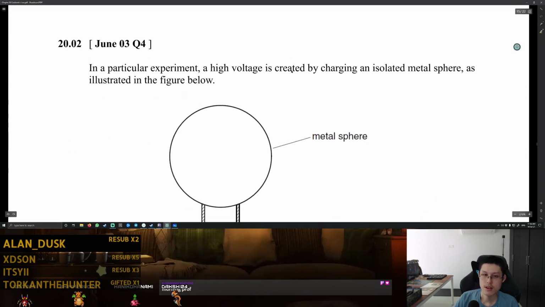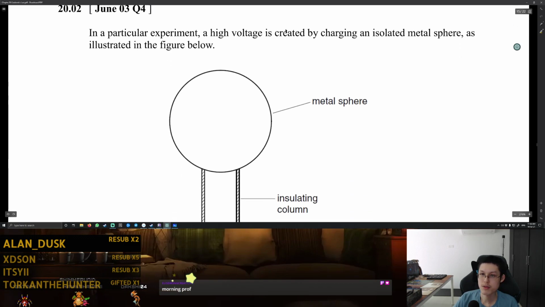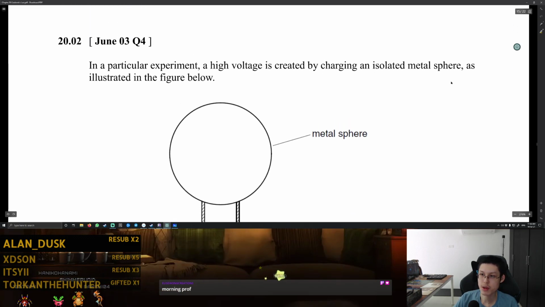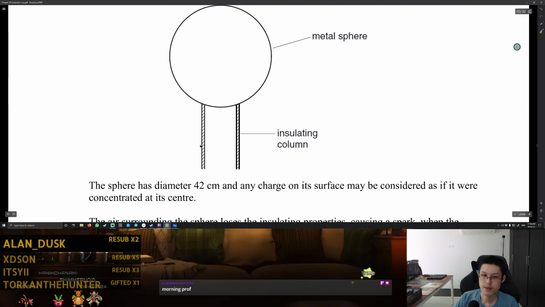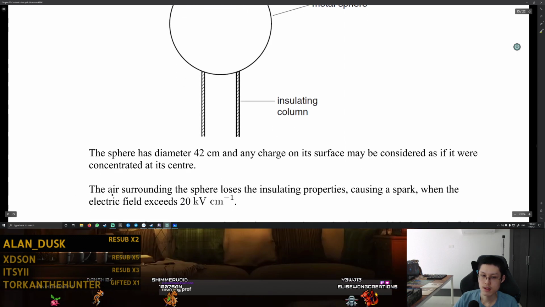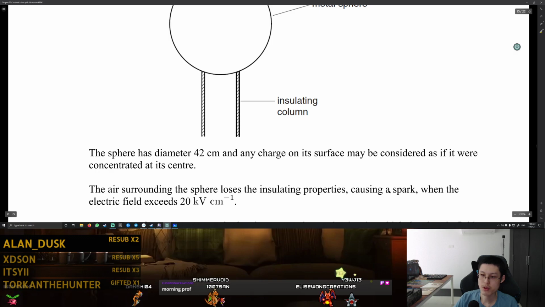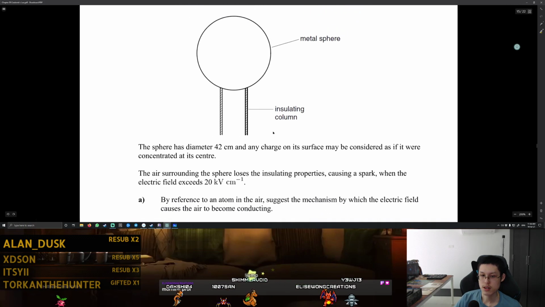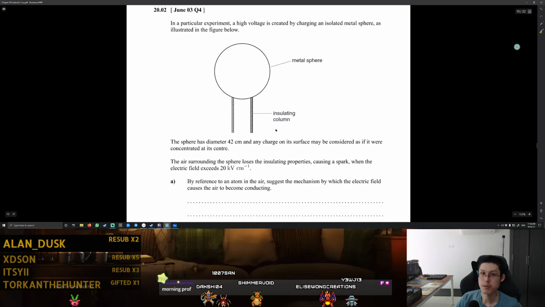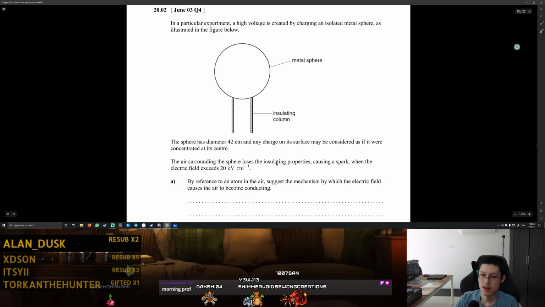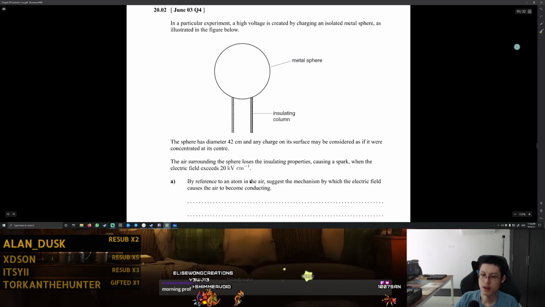Okay. Next up, in a particular experiment, a high voltage is created by charging an isolated metal sphere. So you charge this metal sphere. This sphere has some diameter, 42 centimeters. Any charge may be considered as if it's concentrated at the center. The air surrounding the sphere loses its insulating properties, causing a spark when the electric field exceeds 20 kilovolts per centimeter. By reference to an atom in the air, suggest the mechanism by which the electric field causes the air to become conducting. Okay, so how does the electric field cause air to become conducting?